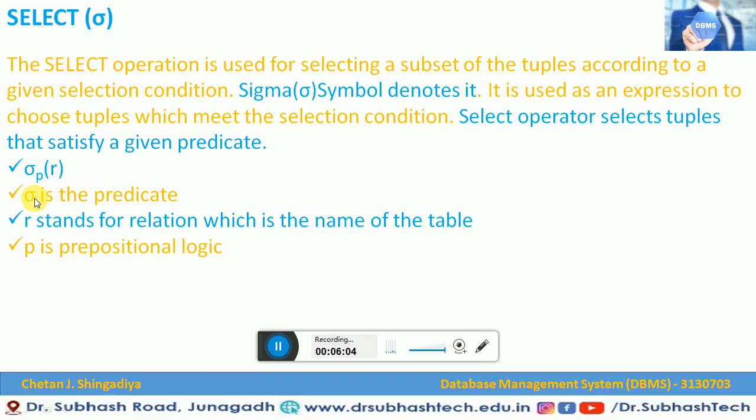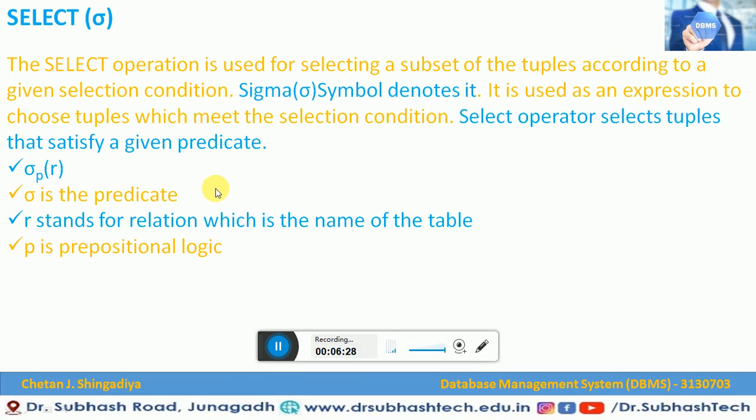So sigma is the selection symbol, and R stands for the relation, which is the name of the table, and P is a propositional logic, or we can say a condition, that we are going to use for a given condition in a selection operation. So this is the basic understanding of selection operations in DBMS.